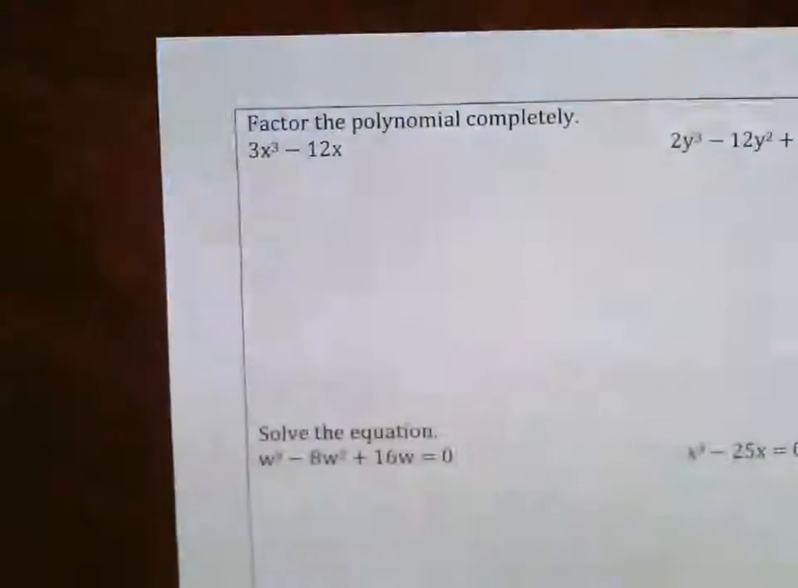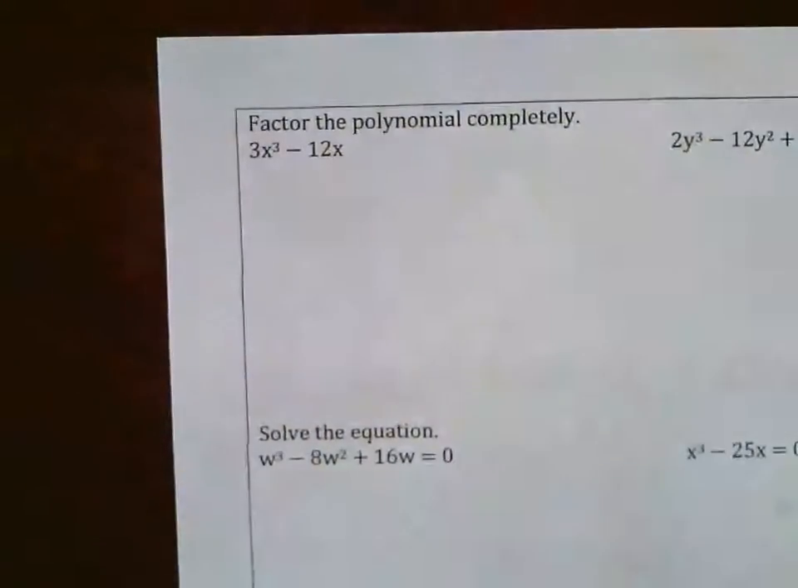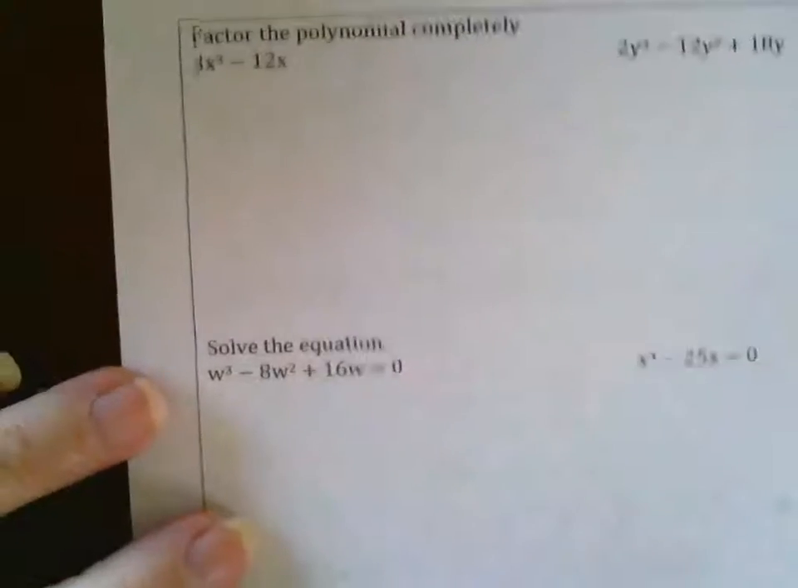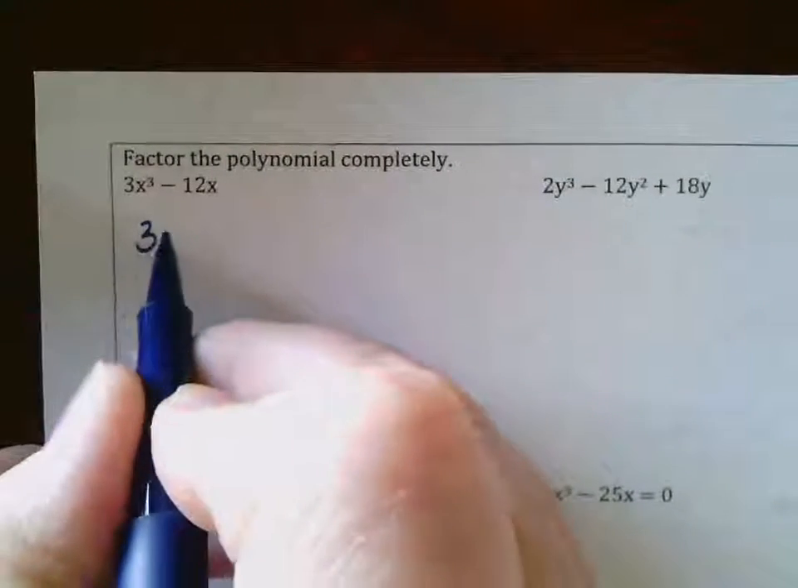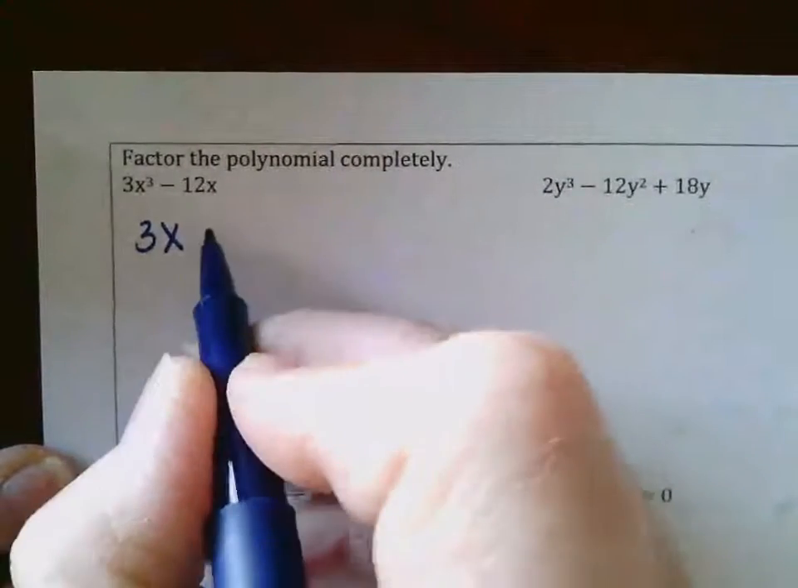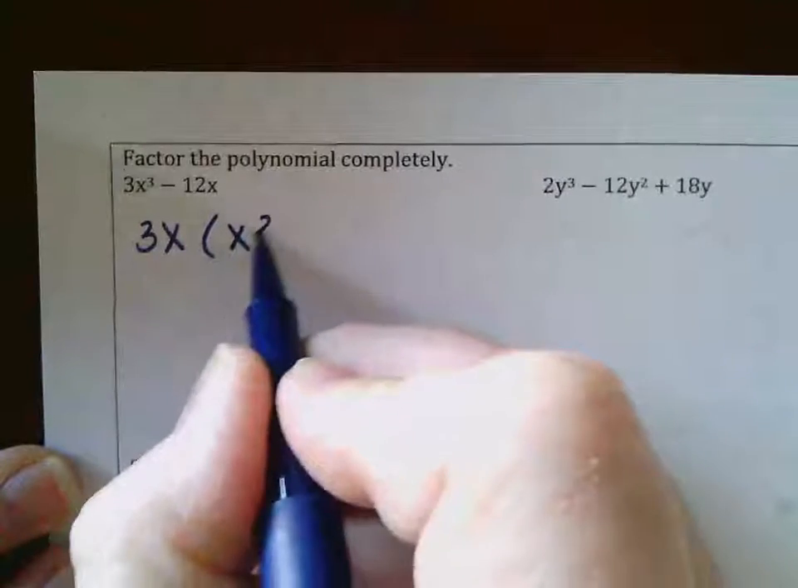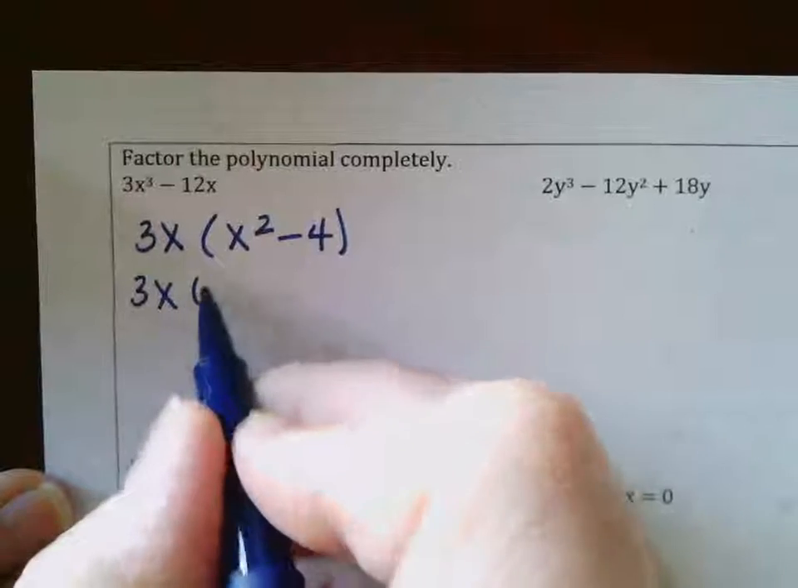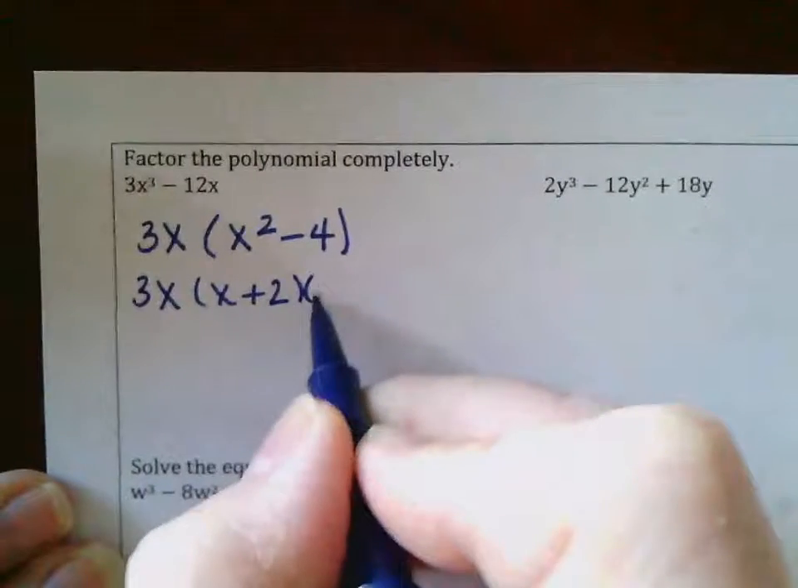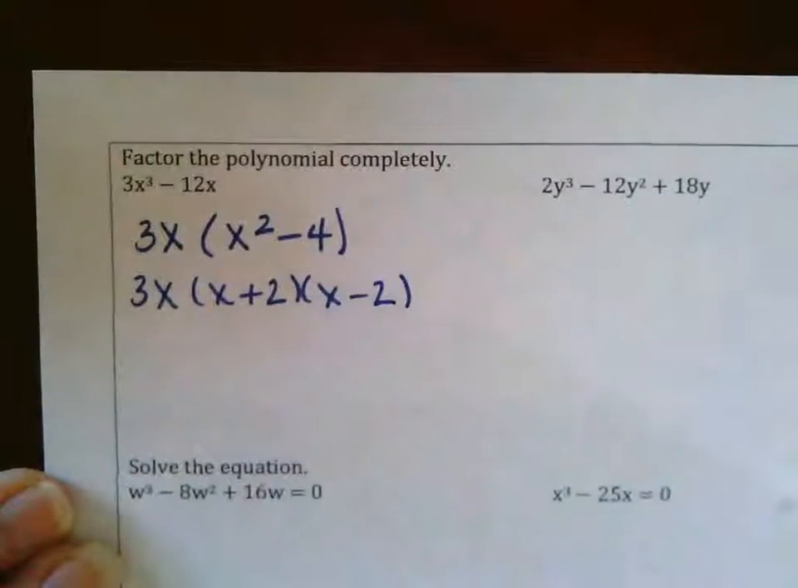Okay, let's keep going and try a few more. This is one of those things where practice is where we need to be as far as getting problems a little more fine-tuned. So pulling out a 3 here and an x, what are you left with? x squared minus 4. And this is again the difference of squares. So x plus 2, x minus 2.